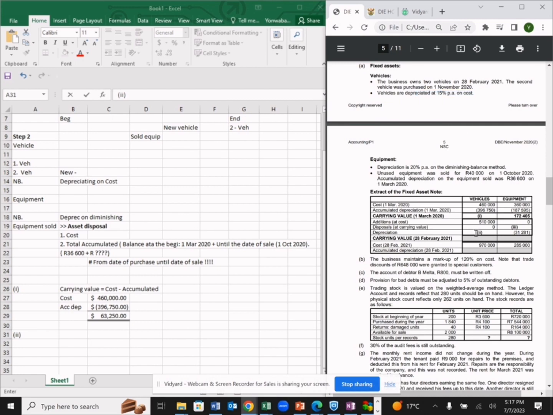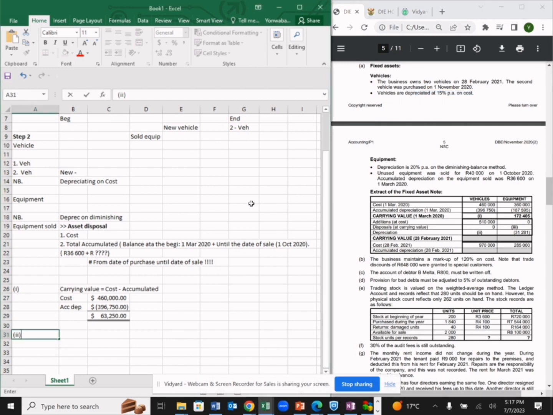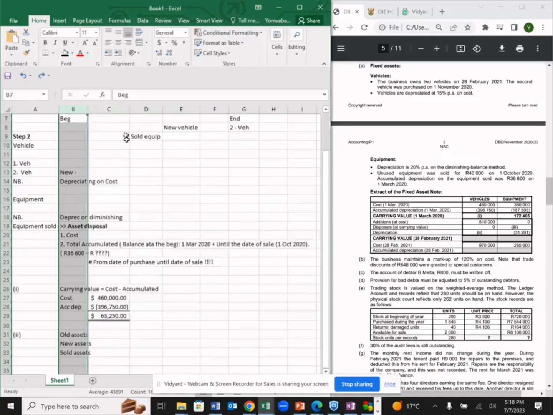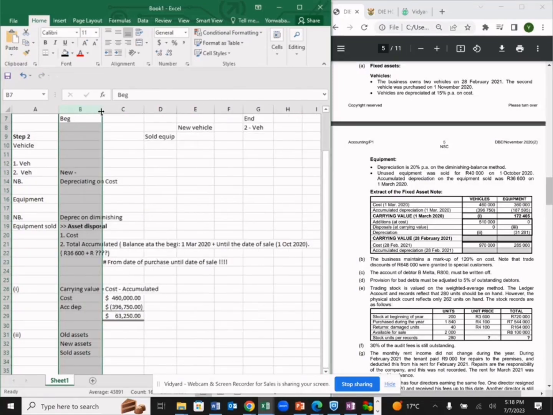No. Remember, let's go back. Always in your mind, what you need to do is just to say, okay, I have my old assets, I have my new assets, that is new vehicles, and I have my sold assets. For all these, you must calculate depreciation, and you must learn how to calculate depreciation for this.